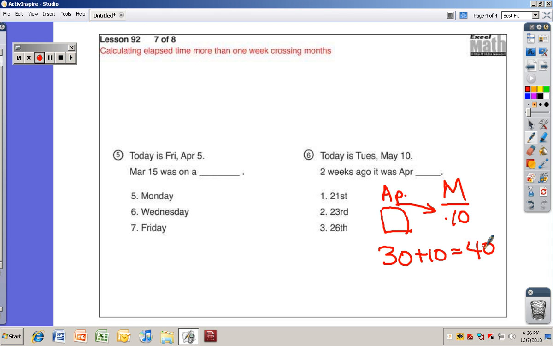So this is kind of like April the 40th, and I want to go back 2 weeks. So 2 weeks is 14 days. All I have to do is a simple subtraction problem. Takes us back to the 26th.